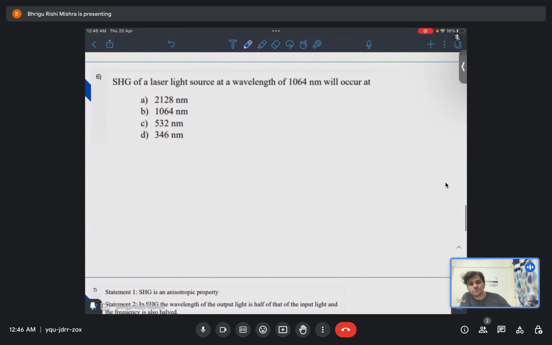Let's go to another question. Question 6, SHG. SHG means second harmonic generation. So SHG of a laser light source at a wavelength of 1064 nanometer will occur at what wavelength? I mean, what is the wavelength of a second harmonic generation when the laser light source is at wavelength of 1064 nanometer? So what is SHG?